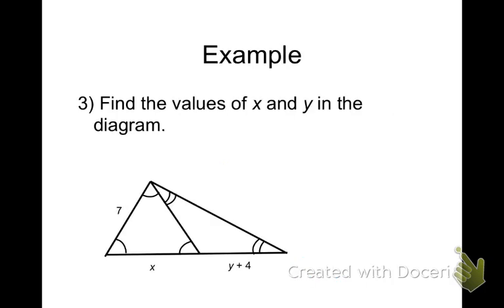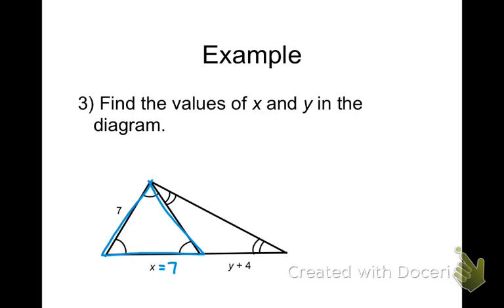All right, the last one throws a little bit of algebra into the mix. Find the values of x and y in the diagram. Let's focus over here with x first. What type of triangle do we have right here? Equiangular, which then means that it is also equilateral. So what does x have to be? 7. So x is equal to 7.